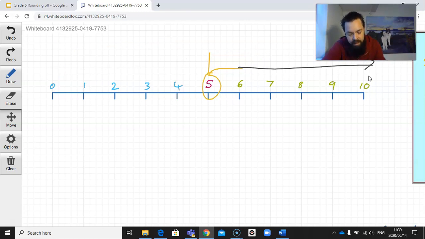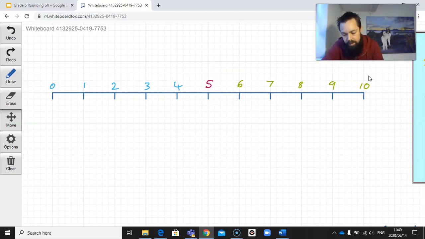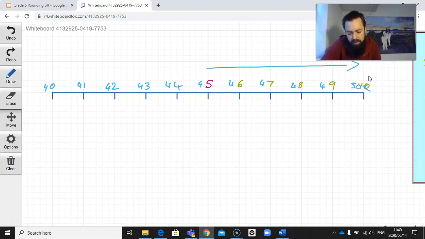Now, I've given you numbers here that are 0 all the way through. But when I'm saying rounding to the nearest 10, this could as easily be 40, 41, 42, 43, 44, 45, 46, 47, 48, 49, and 50. Just in the same way, 45 and all of those would round to 50, and 44 and all of those would round down to 40. Let's have a look at some examples.